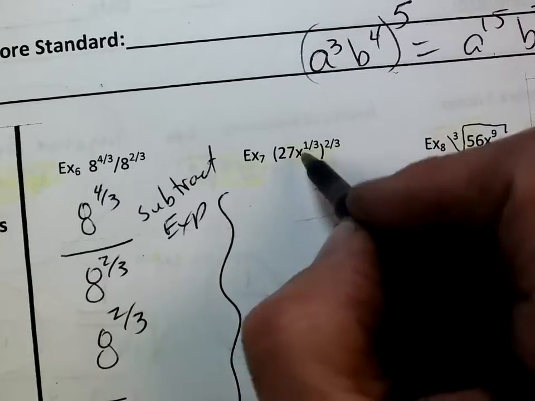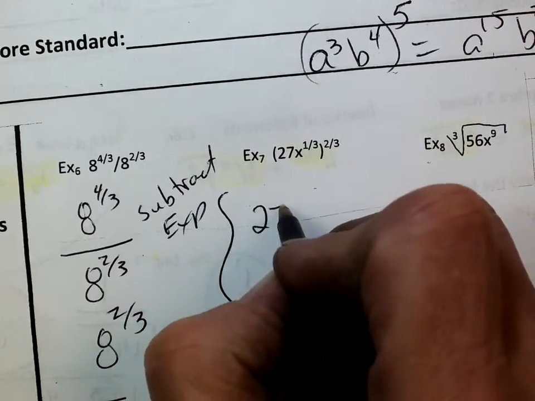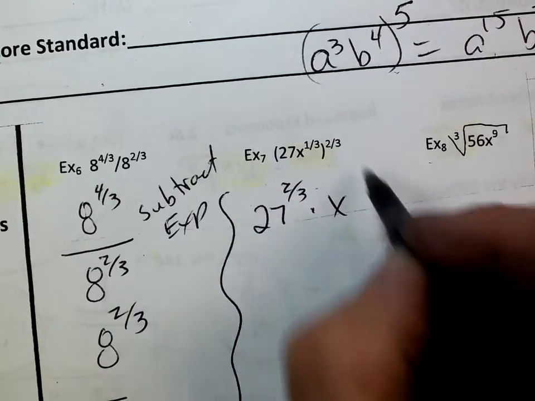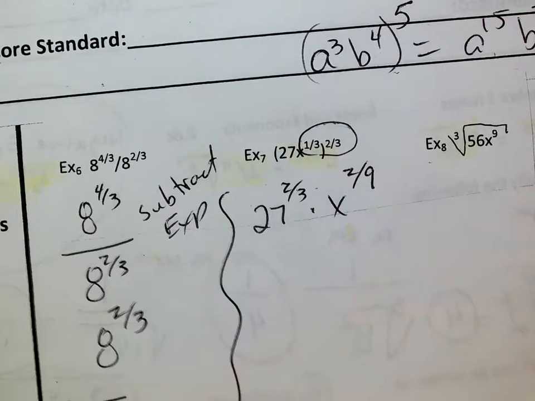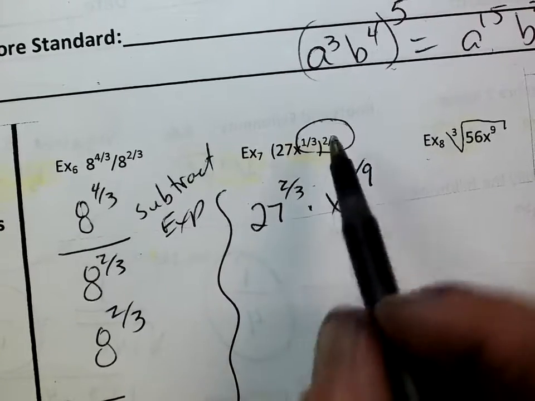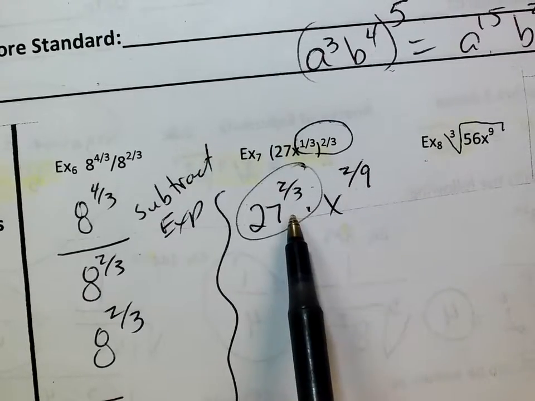The only problem is the 27 doesn't have an exponent. So we're going to go, okay, 27 to the 2/3 times my x to the 2/9. Multiply exponents, okay? No, they don't, because we're not adding them. We're just multiplying. So this 27 to 2/3, wait a minute, I think I can do something with that.